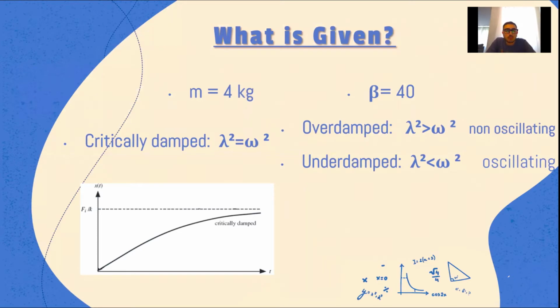So what's given in the problem? We have mass, which is 4 kilograms, beta is 40, and it also states that it is critically damped, which we can assume is lambda squared equals omega squared. There's a little graph at the bottom. It's a little example of how critically damped is. It's in between overdamped and underdamped. On the right we can see overdamped is lambda squared greater than omega squared, which is non-oscillating, compared to the underdamped, lambda squared less than omega squared, which is an oscillating graph.